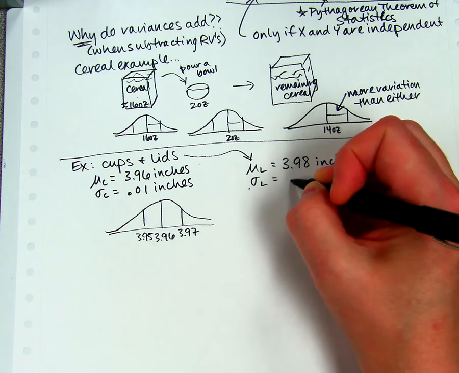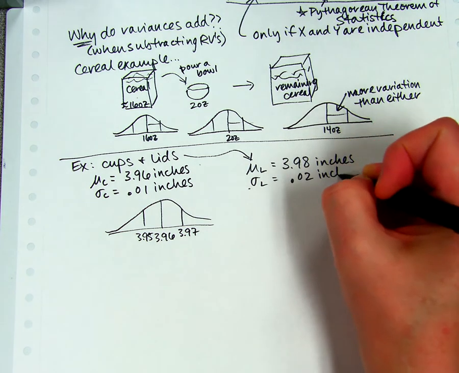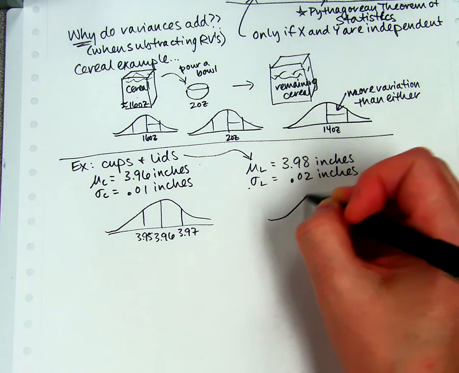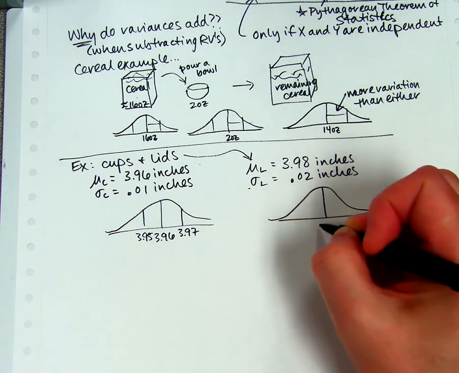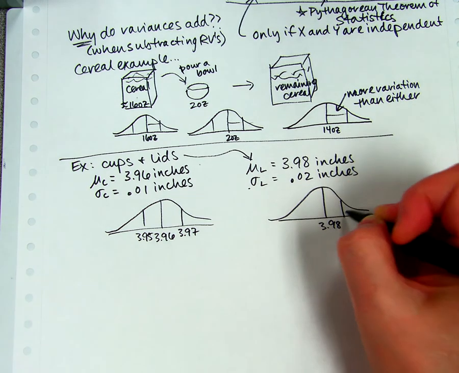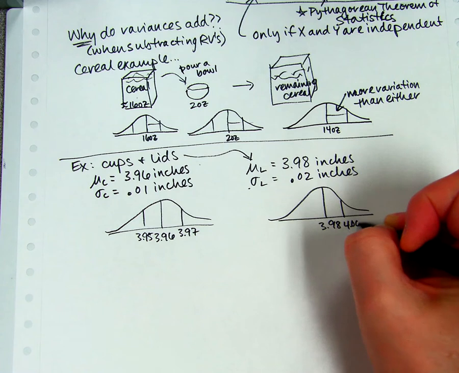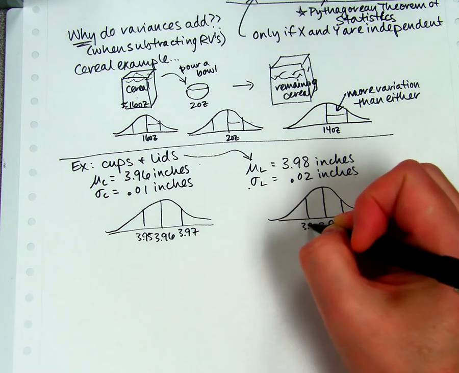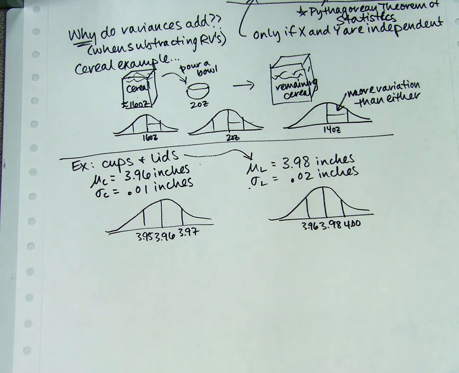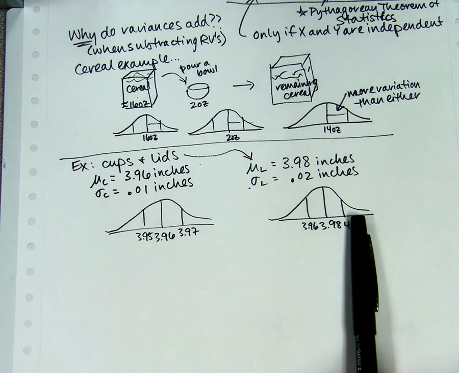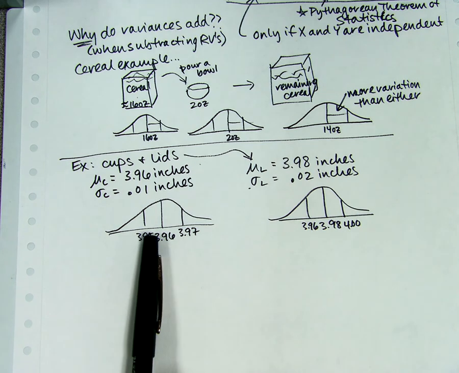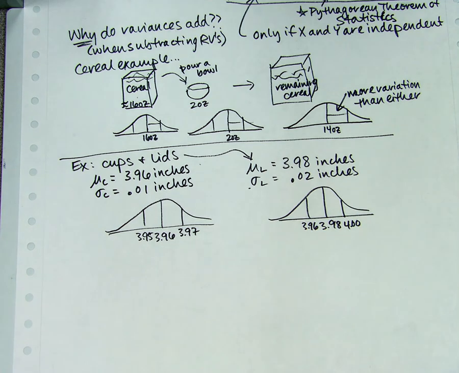It's only 0.02, so that's not so bad. And we could draw another normal curve and label it 3.98, then add 0.02 is 4 and subtract 0.02 is 3.96. And as you might have guessed, some of these will not fit on some of these and some of them will. We hope that most of them will fit.